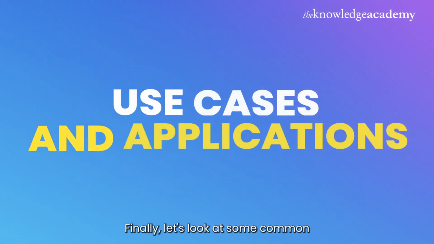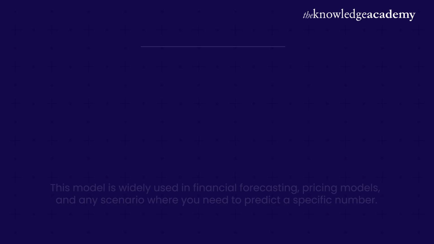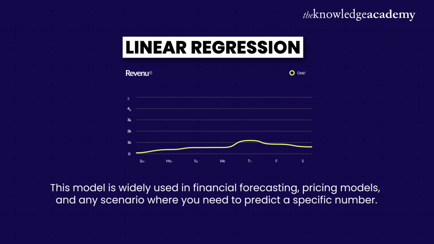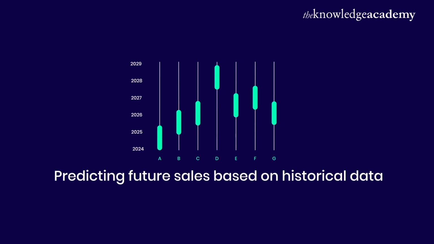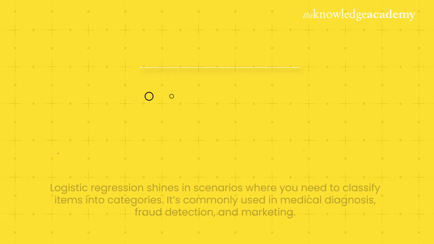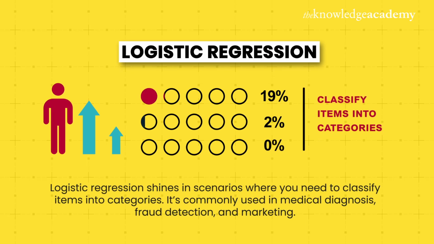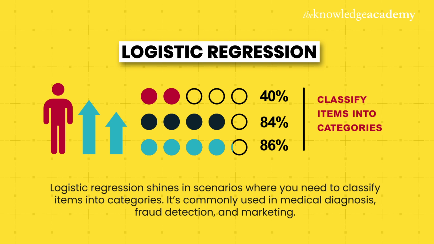Finally, let's look at some common use cases for each model. Linear regression is widely used in financial forecasting, pricing models, and any scenario where you need to predict a specific number. For example, predicting future sales based on historical data, whereas logistic regression shines in scenarios where you need to classify items into categories.